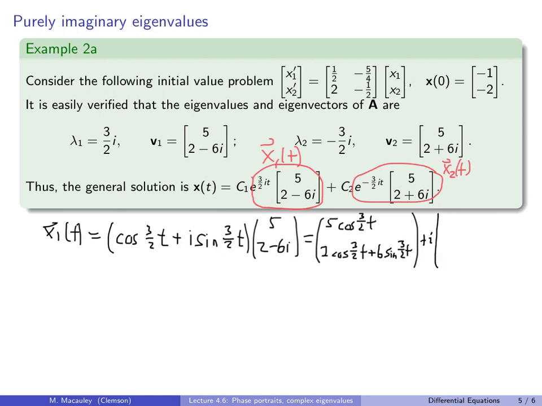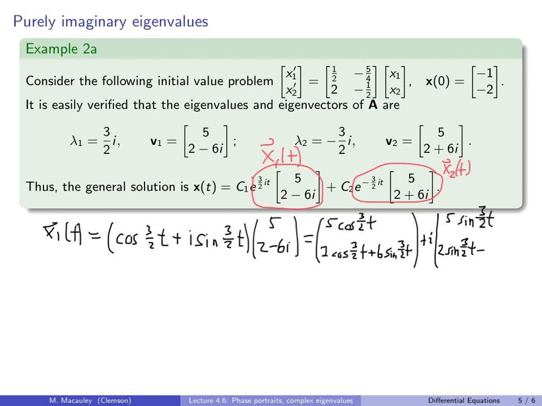Let's do the same thing. The imaginary part up top is easy. That's this thing times 5, so 5 sine of 3/2 t. I hope I left myself enough room on the bottom. The imaginary part on the bottom is going to be 2 times this, so that's 2 sine of 3/2 t. Yeah, I should have enough room.